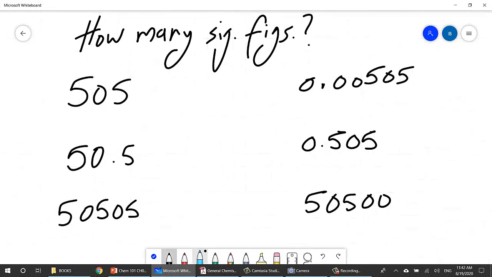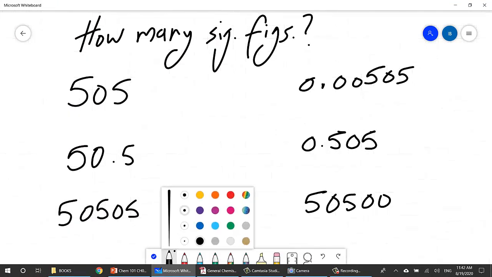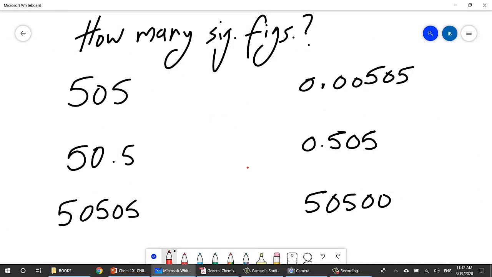Here I have an exercise. Let's think about the number of significant figures in each of these examples. How many significant figures are there? Here we have 505. We have 2 numbers and a 0 in between. So this is easy, 3 significant figures, because the 0 comes in between. Here we have 550.5. How many significant figures? We don't care about the decimal point. We have a 0 between 2 numbers. Again, 3 significant figures. Easy.